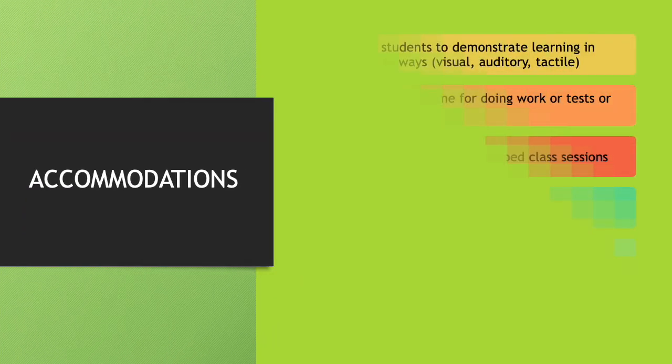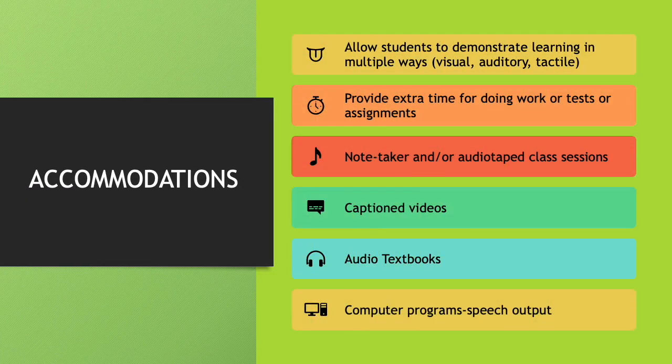A few accommodations to help children with learning disabilities include allowing students to demonstrate learning in multiple ways, such as visual, auditory, or tactile. Provide extra time for doing work, tests, or assignments. Have a note taker and/or audio tape class sessions. Caption videos, use audio textbooks, and computer programs that provide speech to text or any type of speech output.